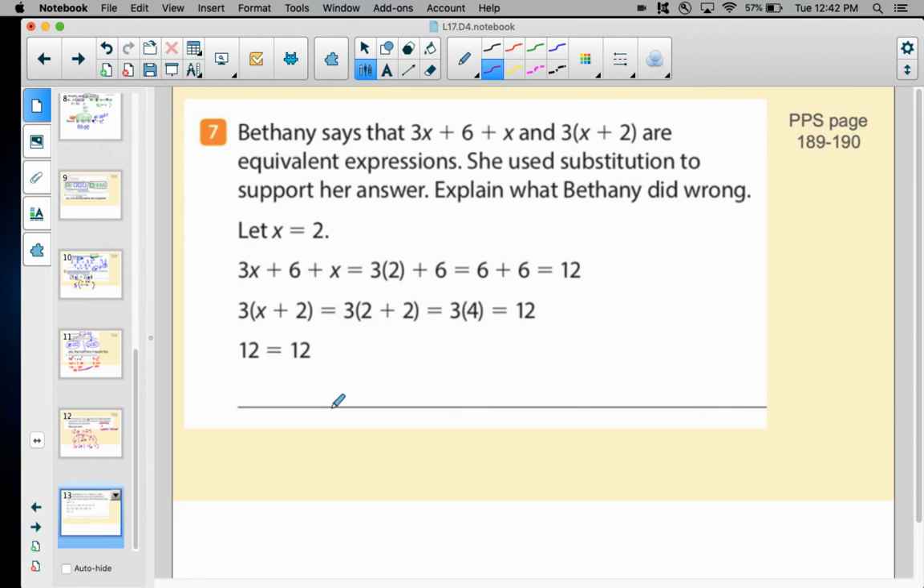asking you to explain what Bethany did wrong. What she did not do is substitute 2 for the third term, x, in 3x plus 6 plus x. So that is going to be her error. If x is 2, here's an x, you need a 2. And then here's an x, and you see that there's no 2 here. And so that's why she's getting the same answer, and she shouldn't have.